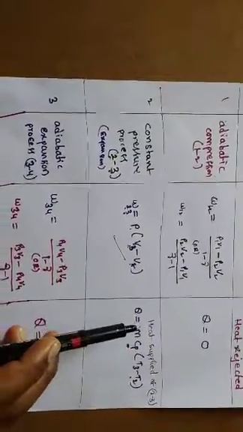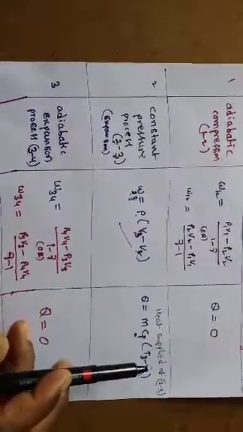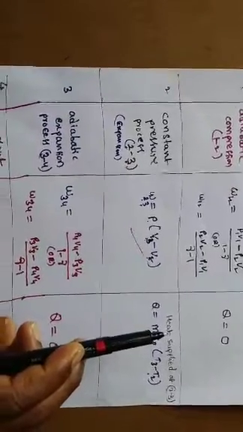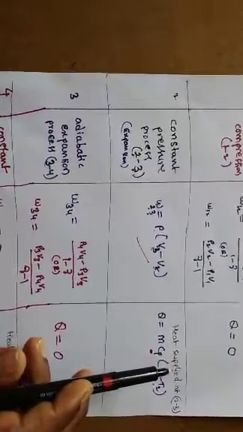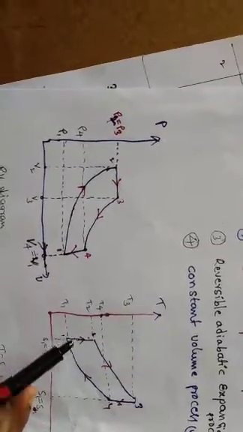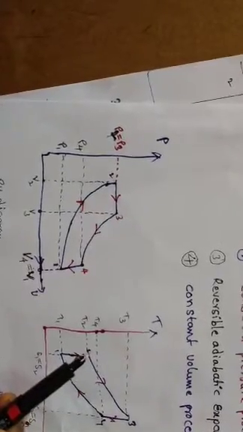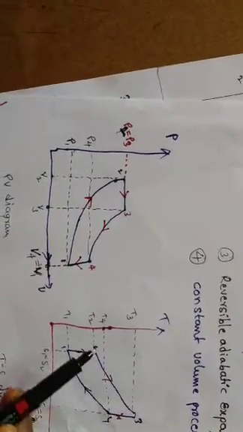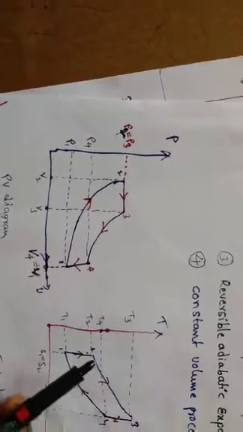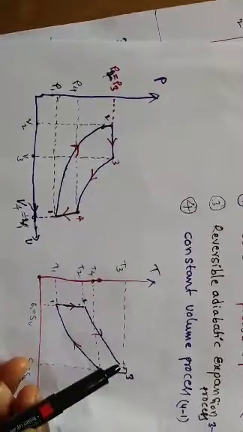Okay, so if you observe this table once again, in the 2 to 3 process we are supplying heat. Once again see the T-S diagram. From point 1 to 2 temperature is rising, and 2 to 3 temperature is also rising. So from point 2 to 3 we are supplying heat. Temperature is increasing, which means we are supplying heat in the 2 to 3 process.